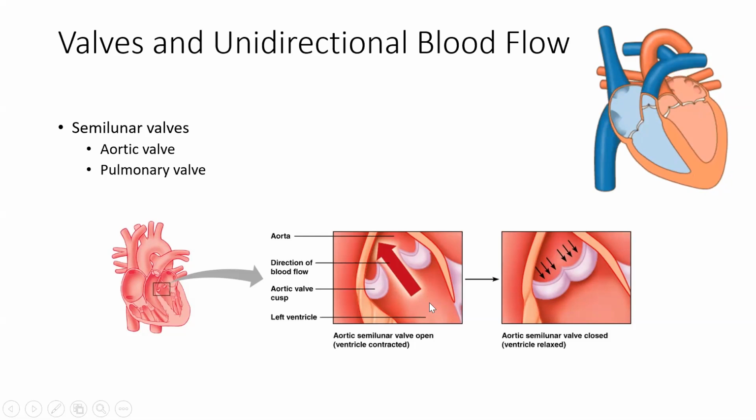And here we can see the action of the semilunar valves. So when the ventricle is contracting, the semilunar valves are open and squeezing blood out into that artery. When the ventricle is relaxing, the semilunar valves are closed, but the AV valves are open and filling up blood into that ventricle.